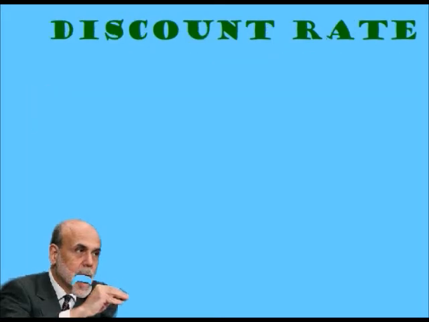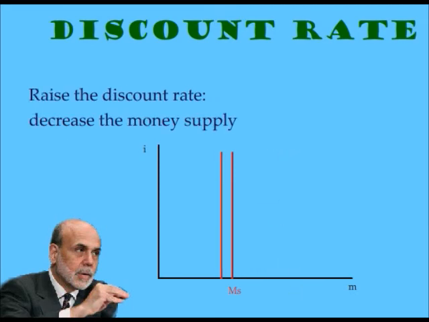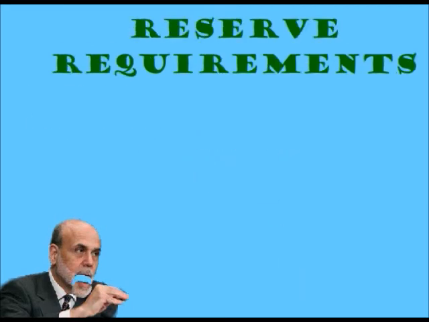Second is the discount policy. If the Fed decides to lower the discount rate on loans made to banks, reserves increase, thus making it possible to loan out more money to households and firms. Third is the reserve requirements. The Fed may reduce or increase the required reserve, altering the volume of loans and therefore adjusting the money supply.